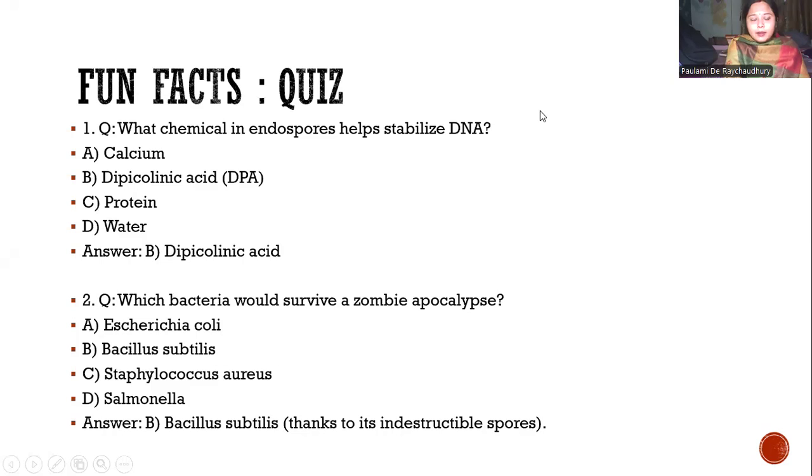Now, that's all about the description, the resistance mechanism, molecular regulation, and recent research on spores. Now some questions. What chemical in endospores helps stabilize the DNA? That is obviously dipicolinic acid. It is like the supply of canned food and it stabilizes the DNA. Which bacteria would survive a zombie apocalypse? That is Bacillus subtilis, because of its power to form indestructible spores.